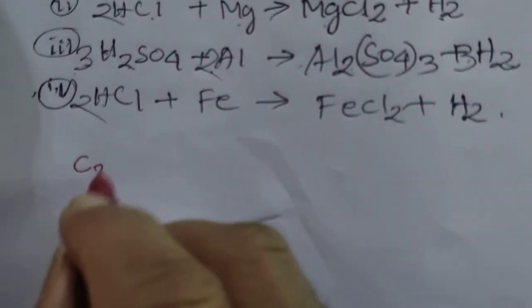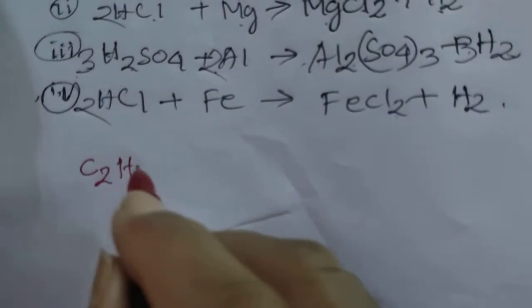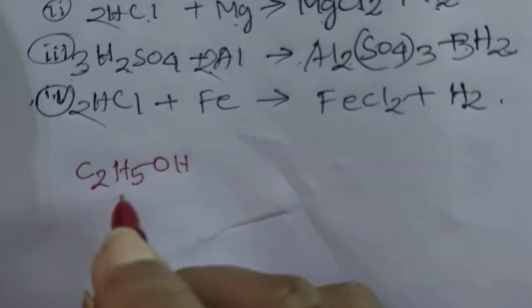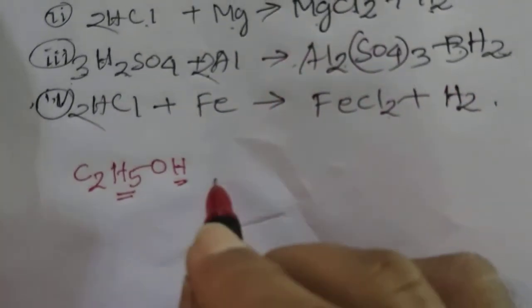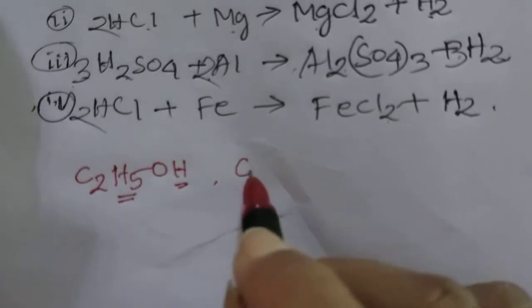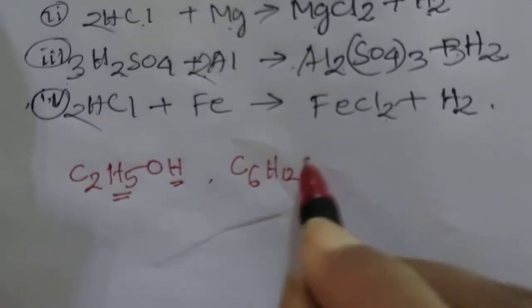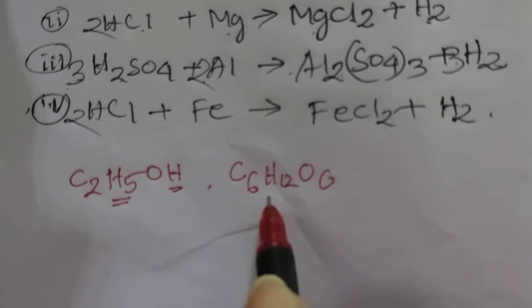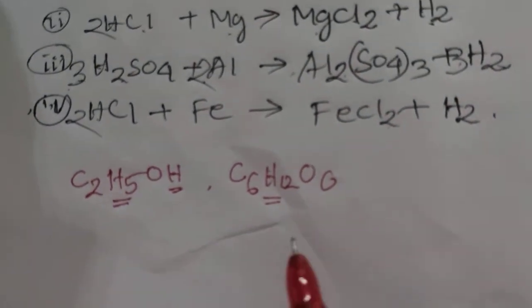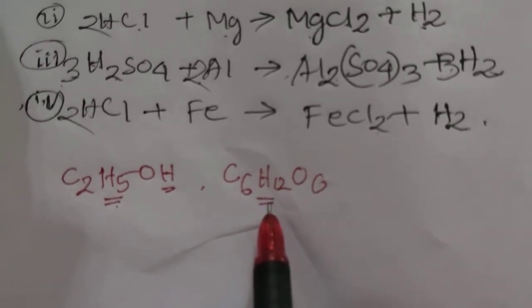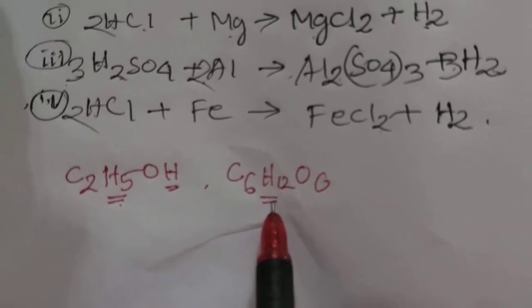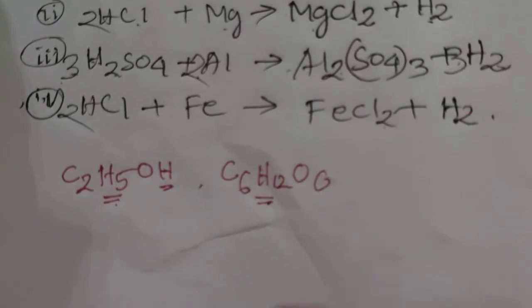Alcohol has the symbol C2H5OH. Here the number of hydrogen is 5 plus 1, that is 6. Glucose has the symbol C6H12O6. Here also the number of hydrogen is 12. But the hydrogen which is found in the alcohol as well as in the glucose is not separated, so it will not be able to show the acidic property.